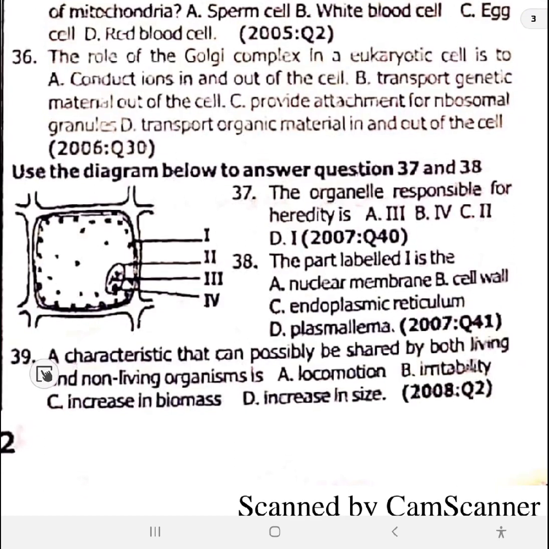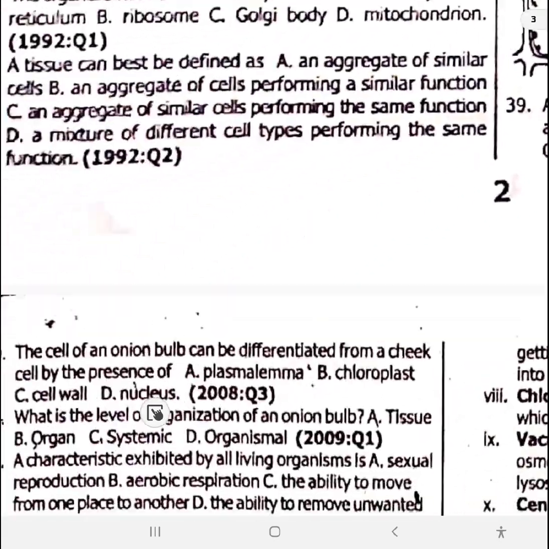Number 39. A characteristic that can possibly be shared by both living and non-living things is increase in biomass or increase in size. They grow. So they increase in biomass. Option C, as growth is common to both of them.